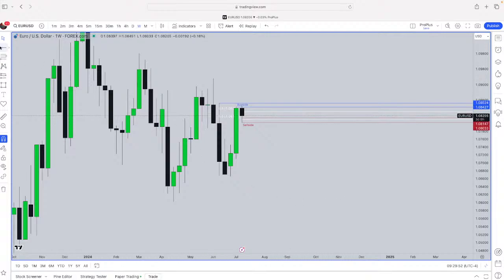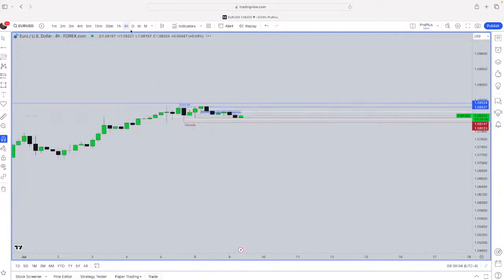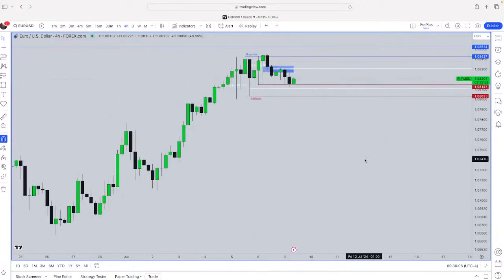See the SIBI here, it's been respected. So here, it hasn't closed above that. So keep an eye on that. But yeah, I just like using the 4 hour and 1 hour. Yeah, nice, bro. I mean, yeah, bullish definitely on the higher time frame for Euro.